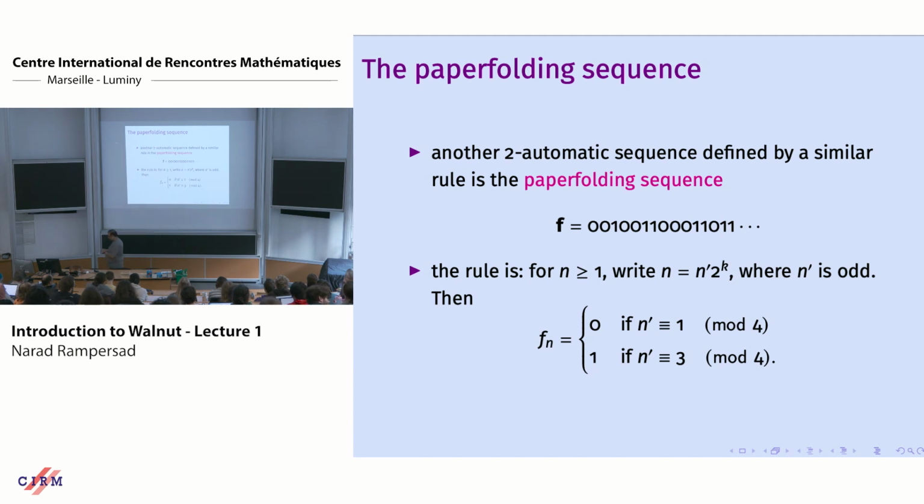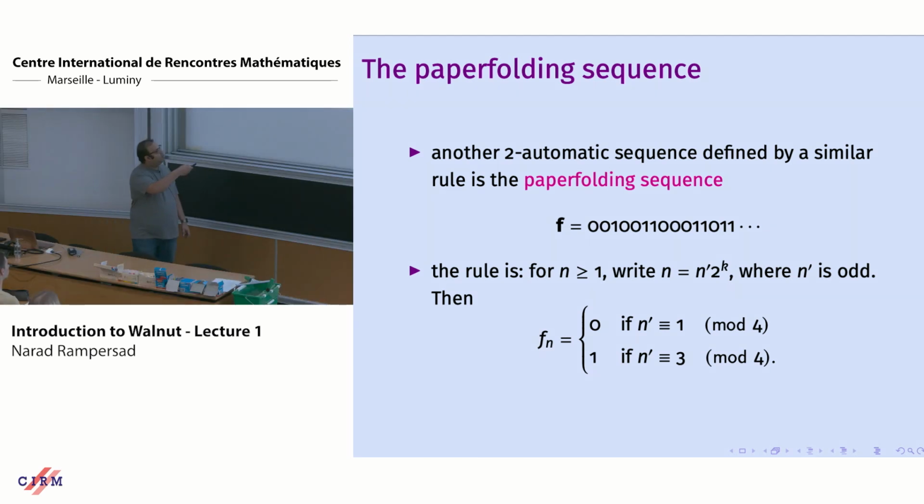But if you don't want to fold this paper infinitely many times, you can define it this way. The nth term of the sequence is determined according to this rule. You write n as an odd number times some power of 2, and if the odd part is 1 mod 4, it's a 0, which is a valley, I guess. And if the odd part is 3 mod 4, it's a 1, which would be a peak.